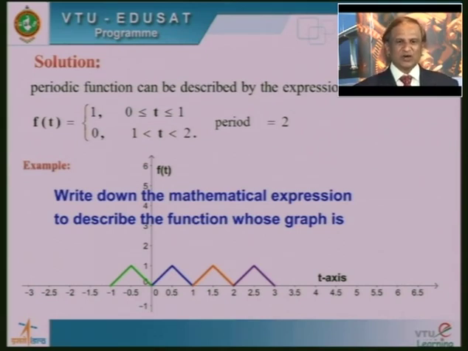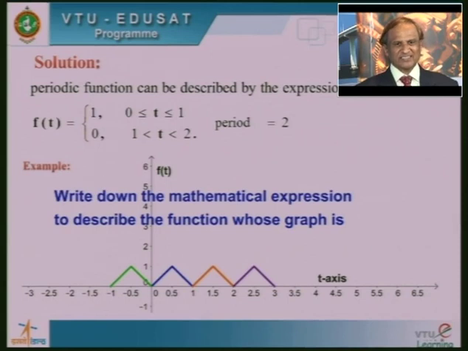Similarly, 1 to 1.5 is one line segment and 1.5 to 2 is another line segment. In exactly the same way, you can observe a violet color triangle from 2 to 2.5, 2.5 to 3. It means these graphs contain two line segments, whether you consider the violet color or the blue color. The blue color repeats after a certain period. What is the period? The period is 2. Now you want to write this down mathematically.